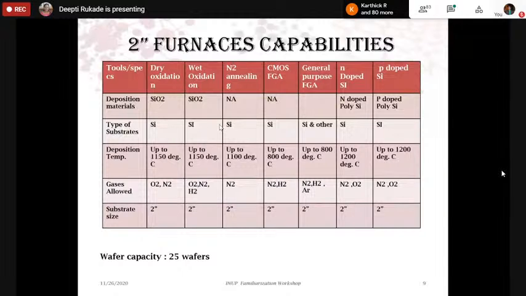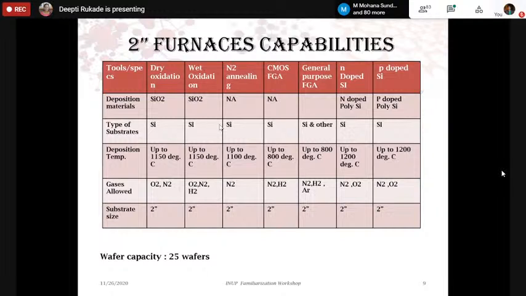So most of the deposition tools, the film quality is amorphous. So in that case, if you need a crystalline film quality, you need to anneal your films. So for that, you require a furnace annealing.